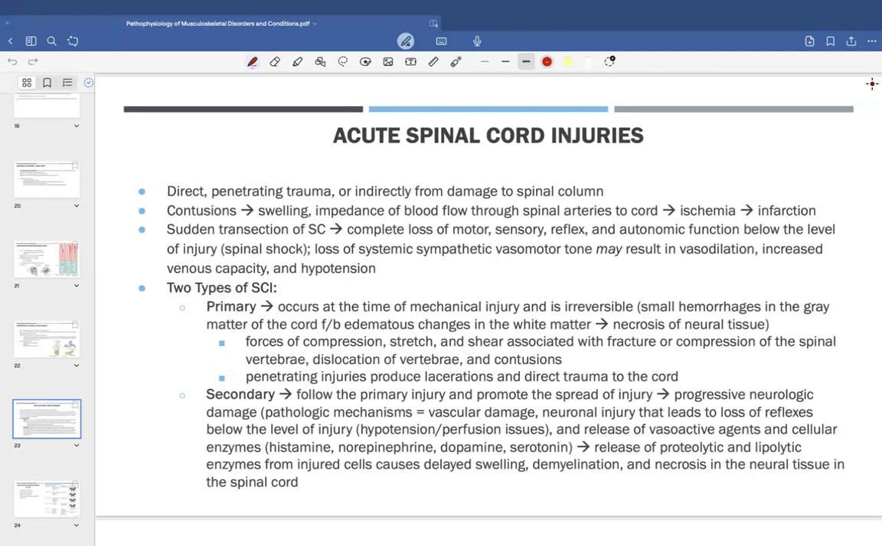And keep in mind that with your nerves at this point, the myelination, if you have lipolytic enzymes in that area, they're going to destroy that lipophilic myelin sheath. And so it can lead to demyelination. Can lead to necrosis in those neural tissues.